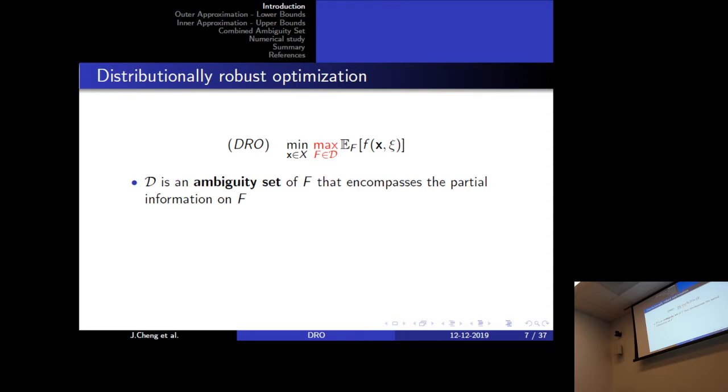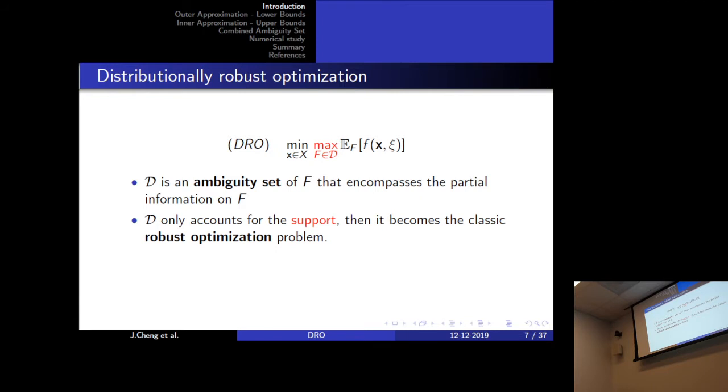So for this model, why do we call it a trade-off model? Because if the distribution family D, or ambiguity set D, only accounts for the support information, that means you only know the support of distribution F, then it becomes traditional robust optimization. And also the second case, if D is a singleton, that means there is only one distribution in D, then it becomes stochastic optimization. So this is actually the trade-off model, right? There is a lot of flexibility in the modeling. So from this, we can see that the ambiguity set D, or distribution family D, is very important for DRO.